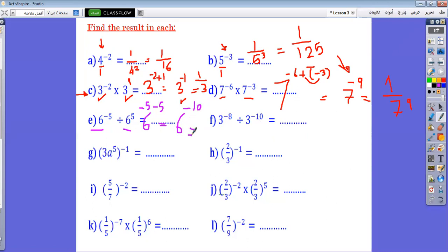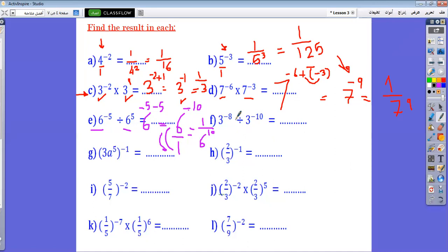To simplify it, you should make the power positive, not negative. So negative 5 minus 5 equals negative 10, so it will be 6 power negative 10, which is 6 power negative 10 over 1. You should get the reciprocal, yes? So it will be 1 over 6 power 10.